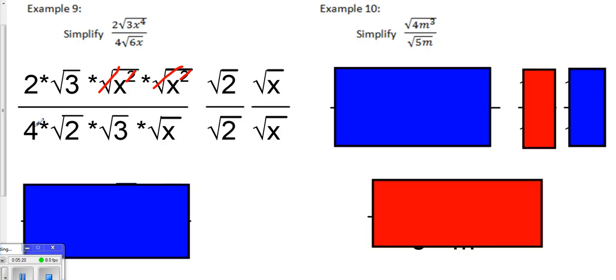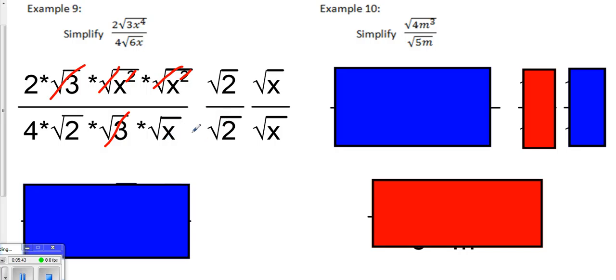Okay, on bottom, we have 4 times the square root of 2 times the square root of 3 times the square root of x, because 2 times 3 times x makes this 6x. Now I can also start canceling things out. Square root of 3 matches with the square root of 3, so those will cancel out. We don't have to worry about them. On bottom, though, I have this square root of 2 and this square root of x.